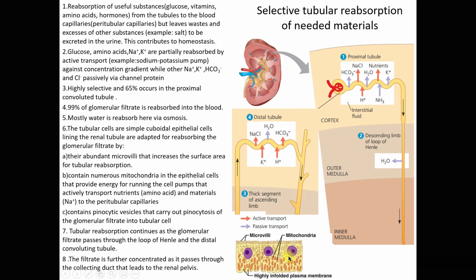So this tubular reabsorption continues as the glomerular filtrate passes through the loop of Henle, this is the loop of Henle, and the distal convoluted tubules. The filtrate is further concentrated as it passes through the collecting duct that leads to the renal pelvis. So the content of the glomerular filtrate starts from the renal corpuscle all the way to the renal tubule. As the glomerular filtrate enters the collecting duct, the concentration of the filtrate is higher. At this point it was watery, but by the time it reaches the collecting duct it has become concentrated.